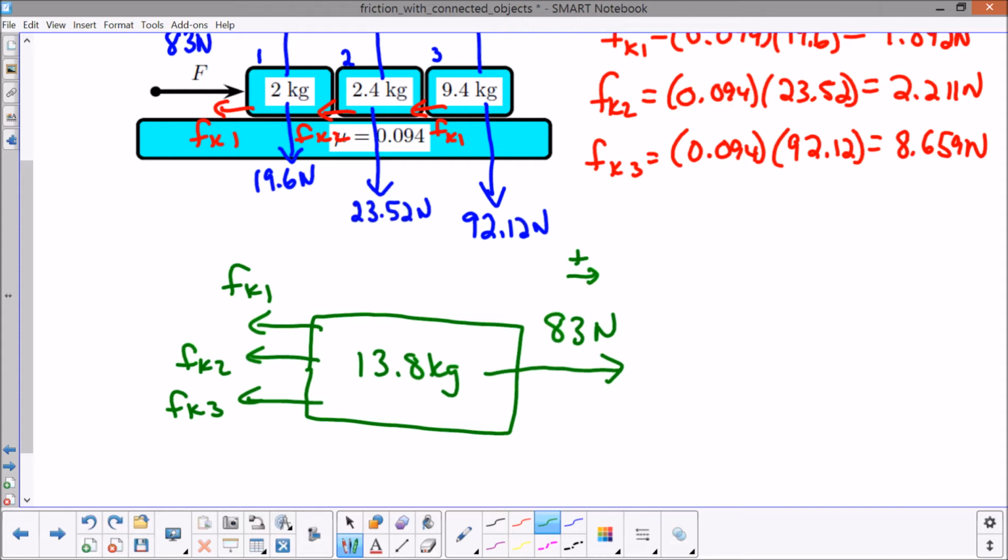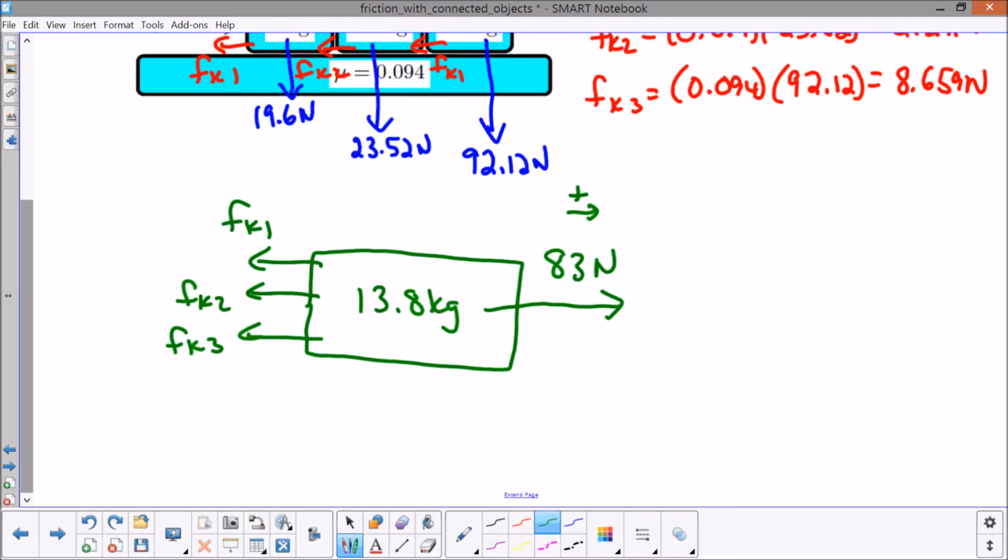Again, if I'm looking at all 3 of the blocks together as one single object as my system, then the force between boxes 1 and 2, or the forces between boxes 2 and 3, those are internal forces, so I don't include those on my drawing. On this free body diagram, the only thing that I'm looking at is the external forces acting on this. So the 83 newtons is an external force pushing the system to the right. These 3 friction forces are all external forces acting on the system to the left.